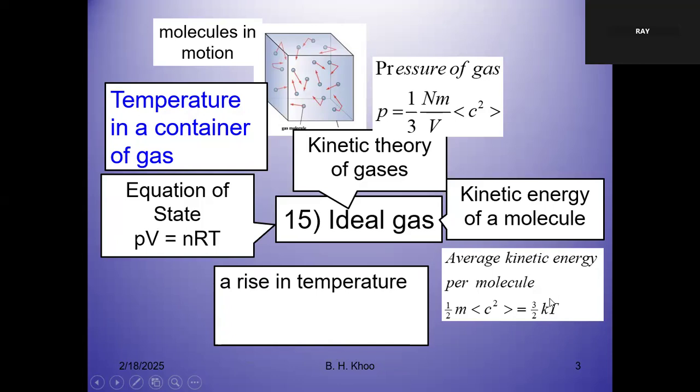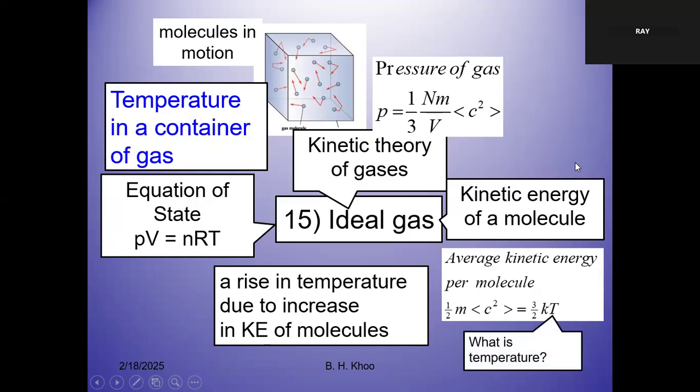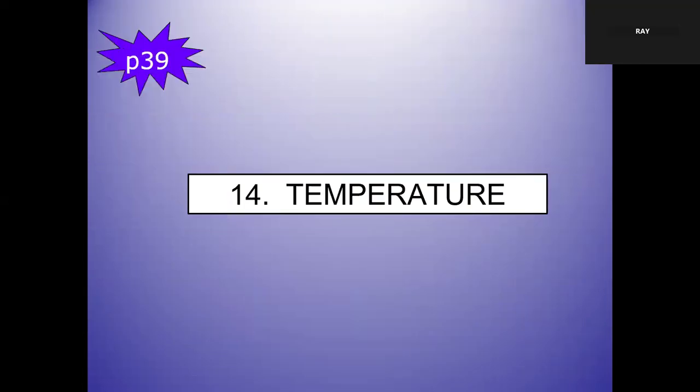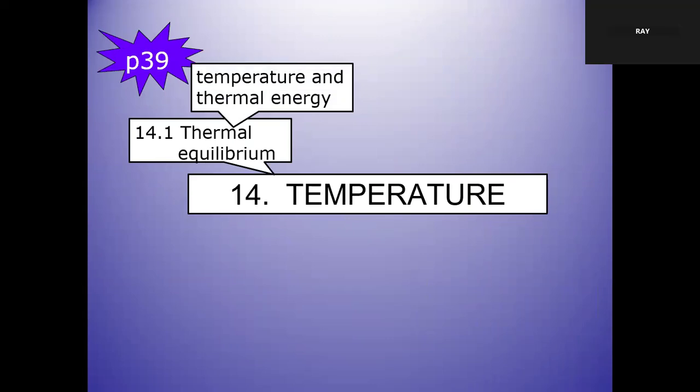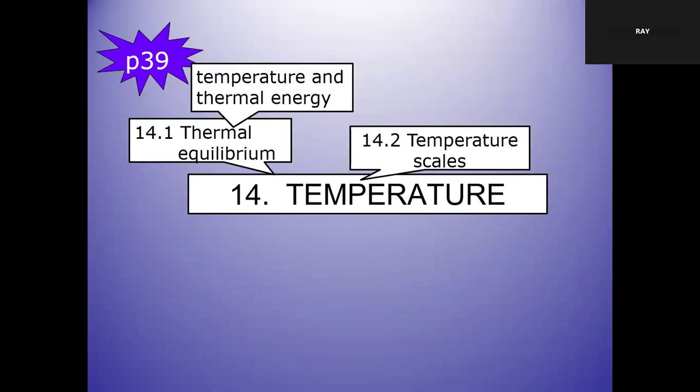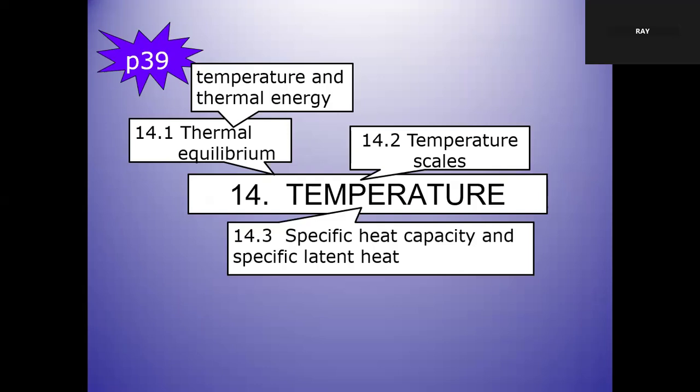So a temperature rise, right? This thermodynamic temperature is due to an increase in kinetic energy. So when there's an increase in kinetic energy of the ideal gas, there's a temperature rise. Okay, so we are going to study temperature, this topic. Page 39: thermal equilibrium, temperature and thermal energy, temperature scale, specific heat capacity, and latent heat. We'll try to cover 14.1 and 14.2 if we can.